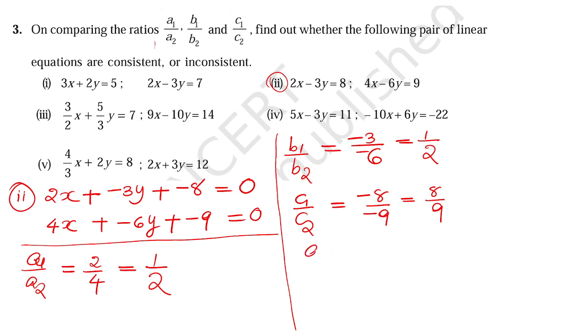You can see that a1 by a2 is equal to b1 by b2. Is it correct? a1 by a2 and b1 by b2 are equal, but this 8 by 9 is not half. 1 by 2 is 0.5, but 8 by 9 is not 0.5. So a1 by a2 and b1 by b2 are equal, but not equal to c1 by c2. No solution. This is case 3. We studied that. Case 3, no solution. Inconsistent, not solvable. Understood? Inconsistent means not solvable.